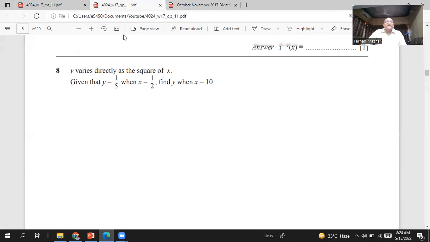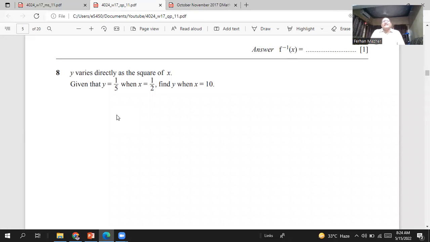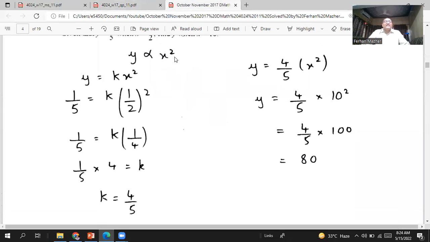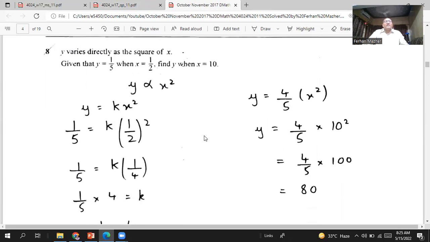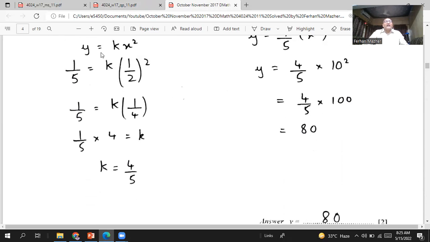The next question is, he says, y varies directly as the square of x. Given that y is 1 by 5 when x is equal to 1 by 2, find the value of y when x is 10. Very simple, y varies directly as the square of x. So y varies as x square. Remove the proportionality sign and put a constant here, and that constant is k. So y is equal to kx square, and he said that the values are given. The y value is 1 by 5, x value is 1 by 2.